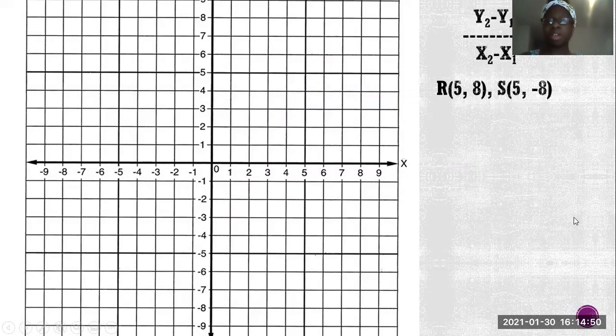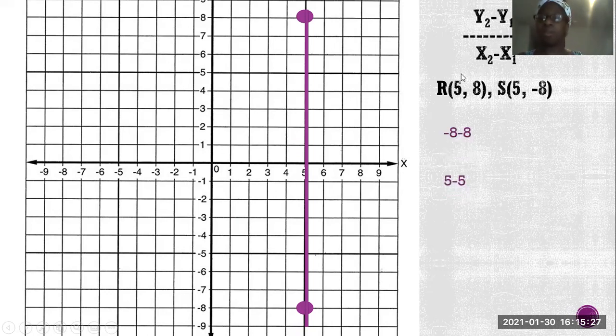Now we can do the same thing. We can do rise over run, or we could do our slope formula. This is actually very easy. So let's just plot our points first before I get ahead of myself. We have R, which is (5, 8). So again, over 5, and then up 8. So our point will be right here. And then we have (5, -8), so over 5, and down 8, so our point will be right here. Now this is an undefined slope, because we don't have a slope. That's what I was trying to say earlier, but I got ahead of myself.